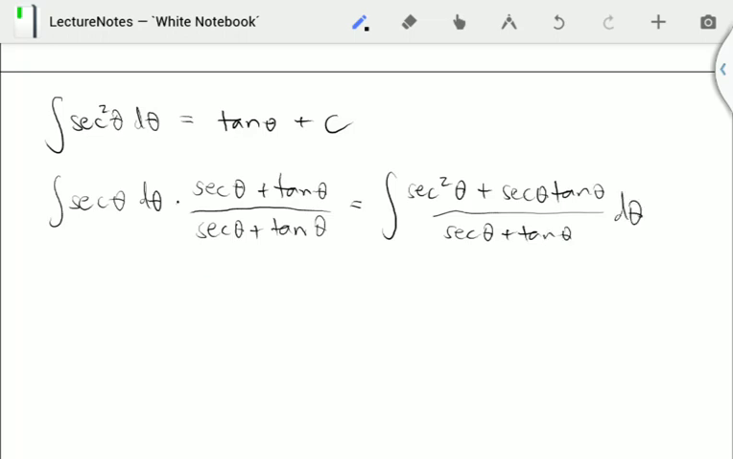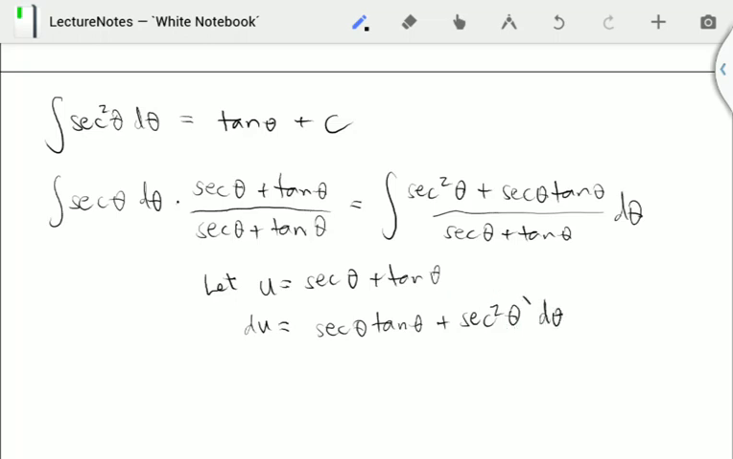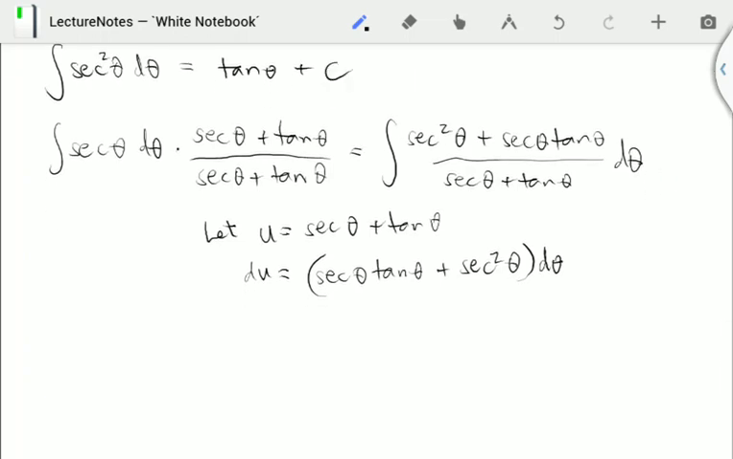And what that allows you to do is evaluate it by substitution. You let u be equal to sec theta plus tan theta. Of course, du will be equal to the derivative of secant, which is sec theta tan theta, and the derivative of tan theta, like we mentioned, is sec squared theta. You can see this entire du right here is in fact the numerator right here, including the d theta. So that is very nice.